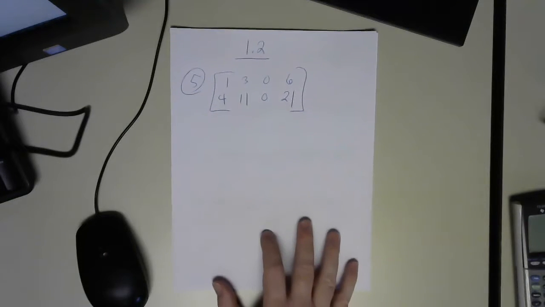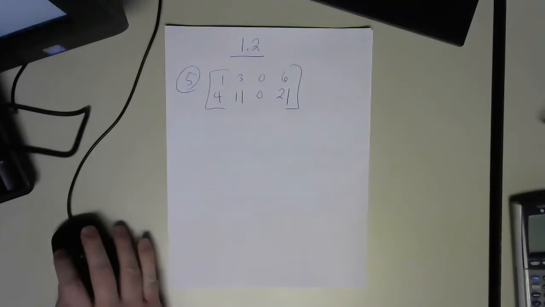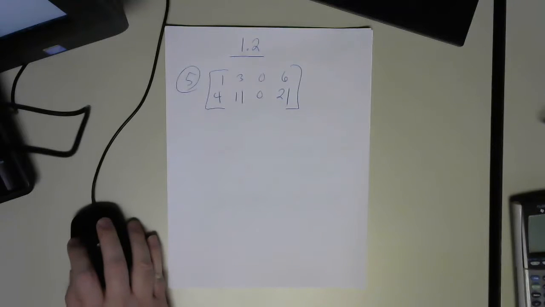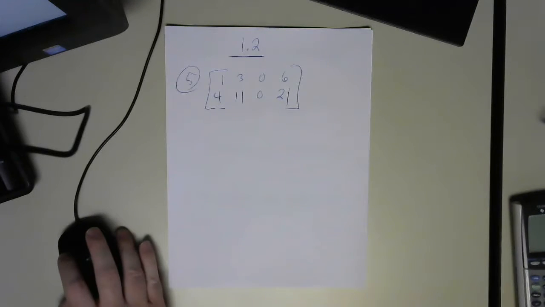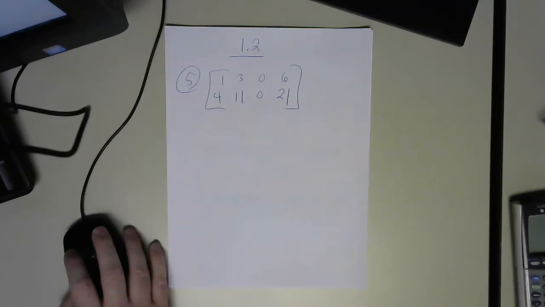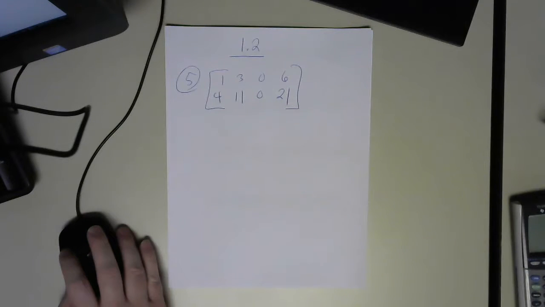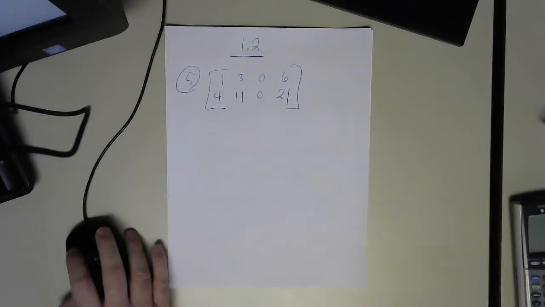All right, this is my number 5 from section 1-2. And let's read the instructions. It says, find the general solution of the system whose augmented matrix is given below. So it sounds like it would be good enough for us to try to put this thing in reduced echelon form.